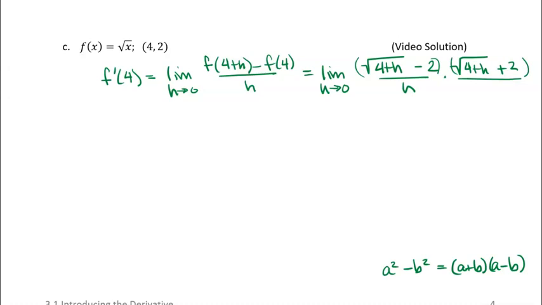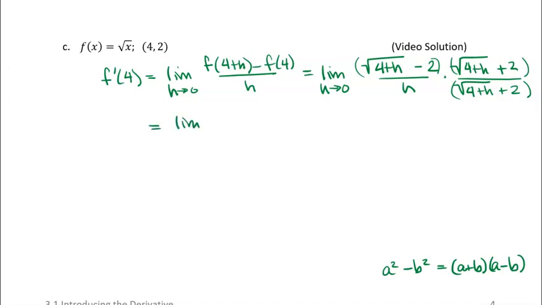But we have to multiply by 1, right? Because we don't want to change the value of this function, right? So if we multiply, we have to multiply by 1, right? So this is going to be the square root of 4 plus h plus 2 on the denominator. Okay? All right. And so let's see, what do we get here?